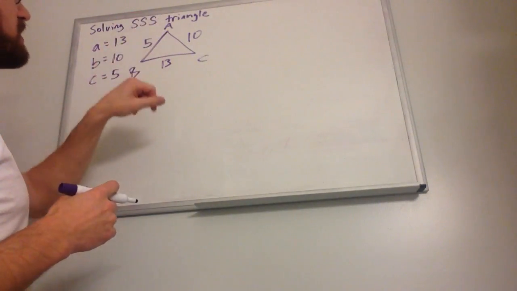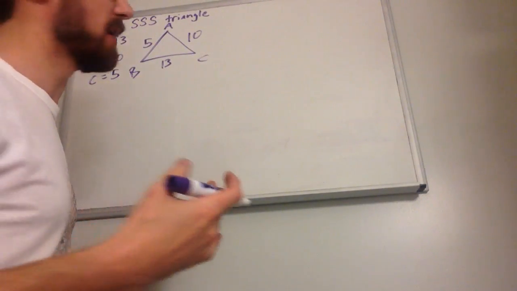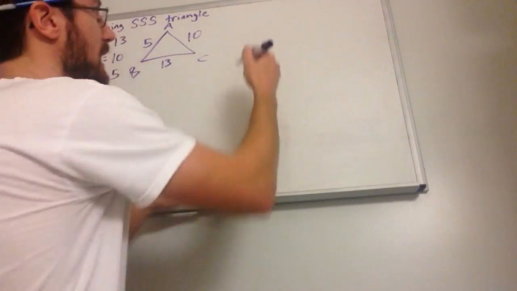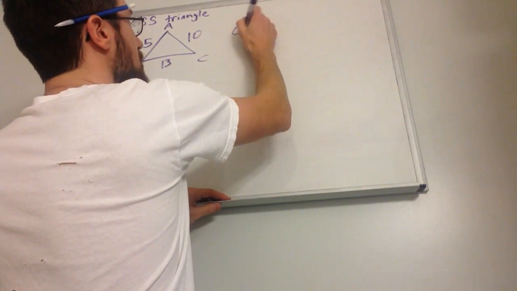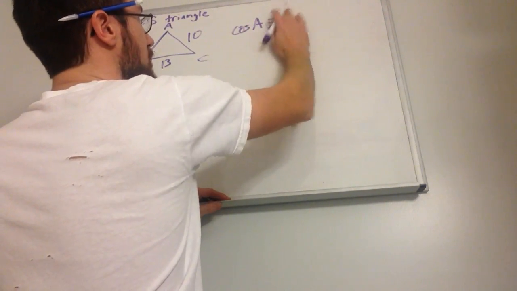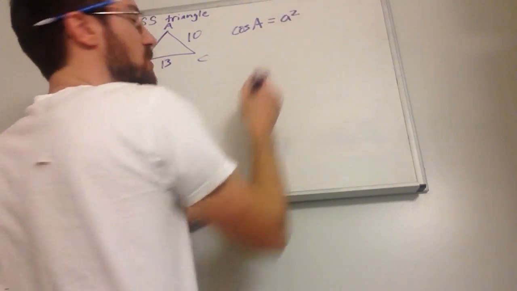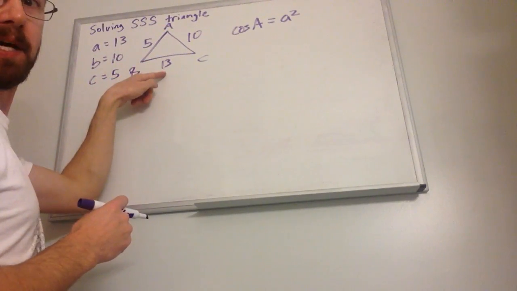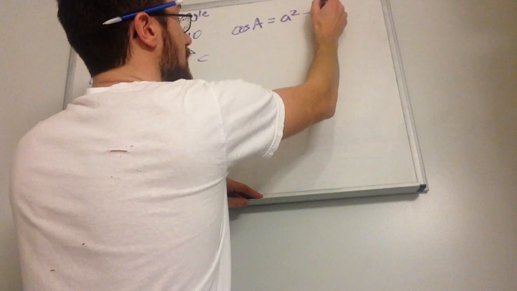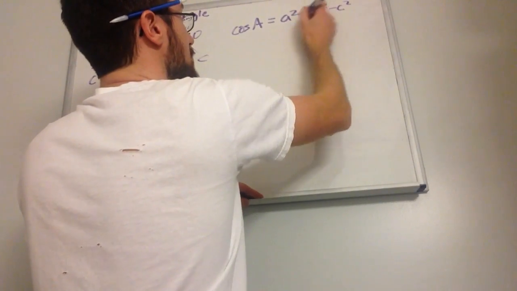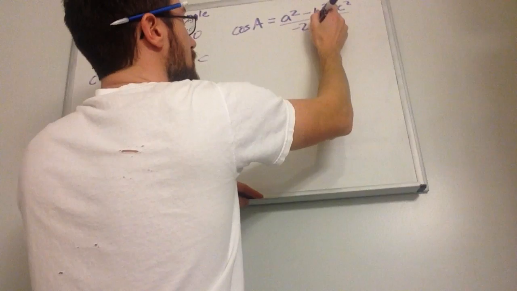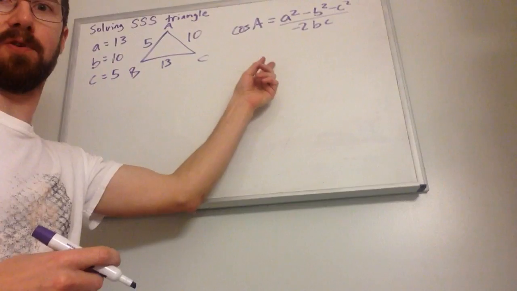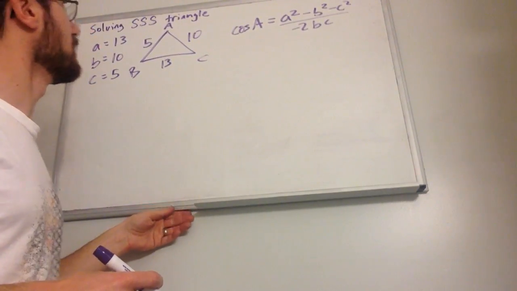Alright, so I've got the three sides. I need to start figuring out what the angles are. I need to use the law of cosines. And the form of it that we use for finding an angle looks like this. Cosine of A is equal to its opposite side, which is A squared. So if I'm looking for this top angle first, A, I need to start with the opposite side, which is 13. A squared minus the other two sides, B squared and C squared, all over -2 times the other two sides, B and C. That's the form of the equation we're going to be using.